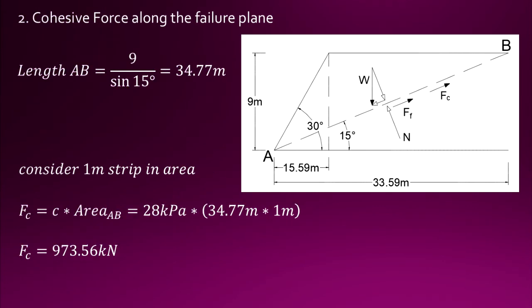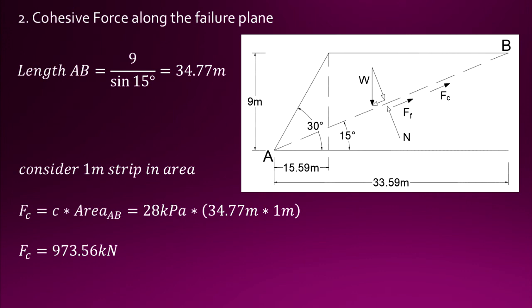Number 2, cohesive force along the failure plane. We should first know the length of AB. So to get the length of AB, we can use sine theta. Sine 15 degrees is equal to the opposite over the hypotenuse AB. To get the length AB now, 9 over sine 15, we could get 34.77.